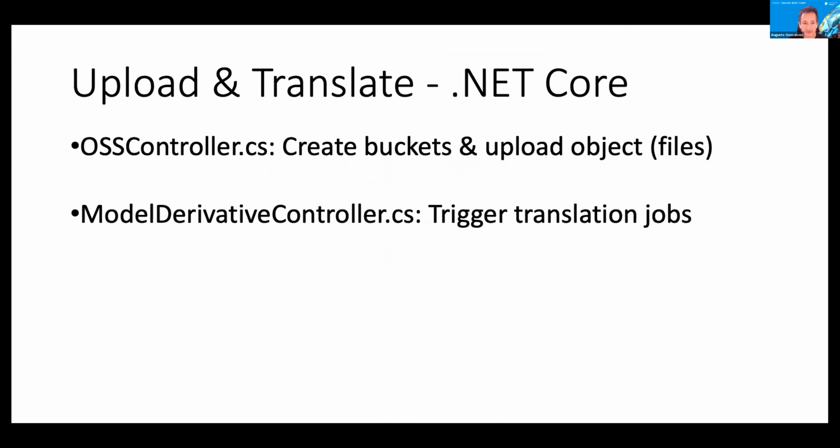To upload and translate, we have two pieces in our code, the OSS controller and the model derivative controller. The OSS controller is about creating buckets and uploading files to those buckets. You can see buckets as folders where we place our files, and the objects are the files that we host on our system. The model derivative translates those files and gets them ready for viewing. The translation process has to be triggered explicitly, and that's why we have the model derivative, which we also use to extract metadata from those models.